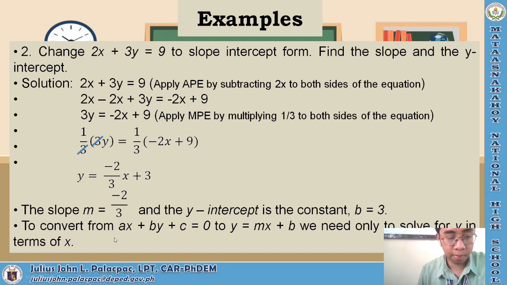So to convert from ax plus by plus c is equal to 0, the standard form of a linear equation, to y is equal to mx plus b, the slope-intercept form, we need only to solve for y. So we are looking for y always.